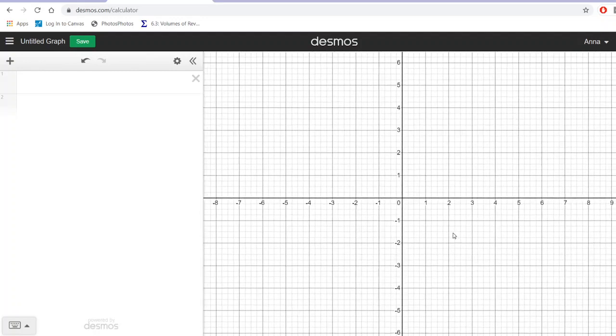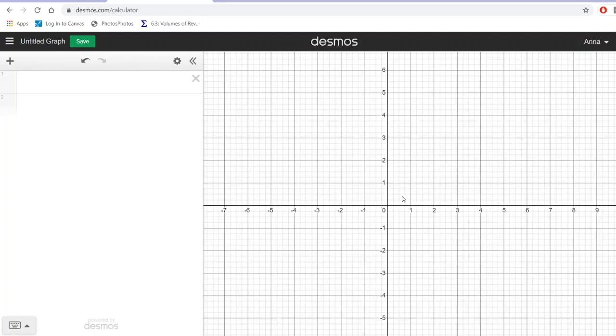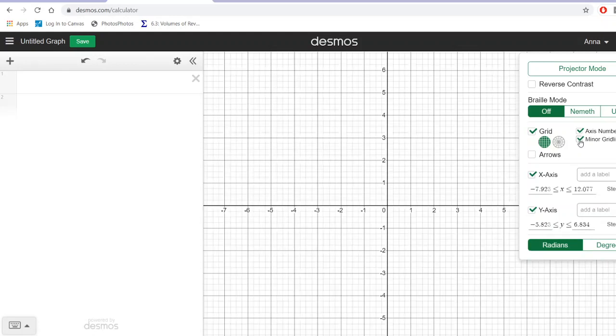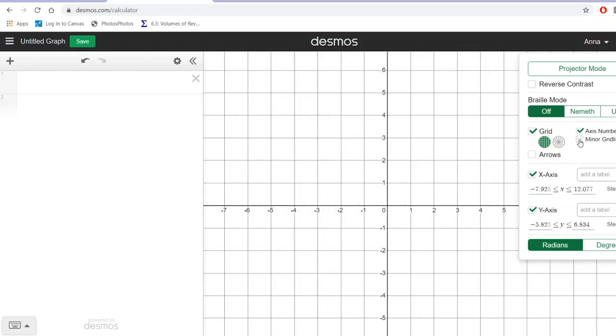And then personally, I also tend to like to get rid of these smaller grid lines, because I think they just make the picture look more overwhelming. You can do that by clicking where it says minor grid lines. Depending on what you're doing, you might want them on or off, but there's an option for either one.